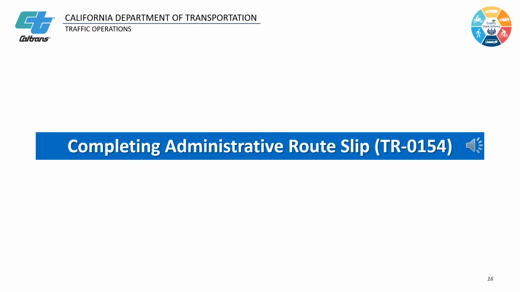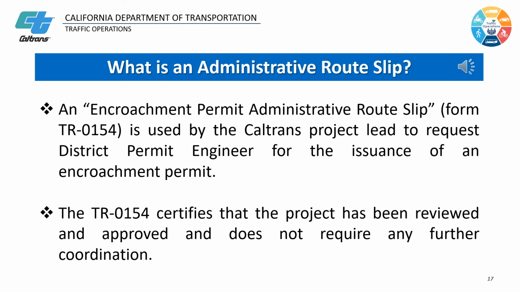Earlier we mentioned that an administrative route slip is required for the permit application package. Let's discuss what it is, and how to complete the form. An encroachment permit administrative route slip, Form TR0154, is used by the Caltrans project lead to request the district permit engineer for the issuance of an encroachment permit. This form certifies that the project has been reviewed and approved and does not require any further coordination.